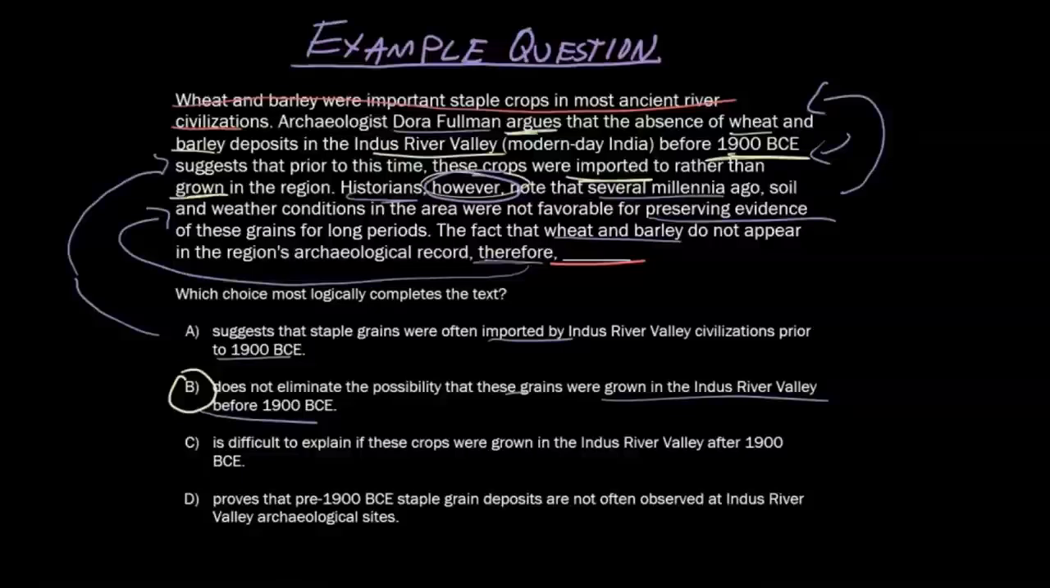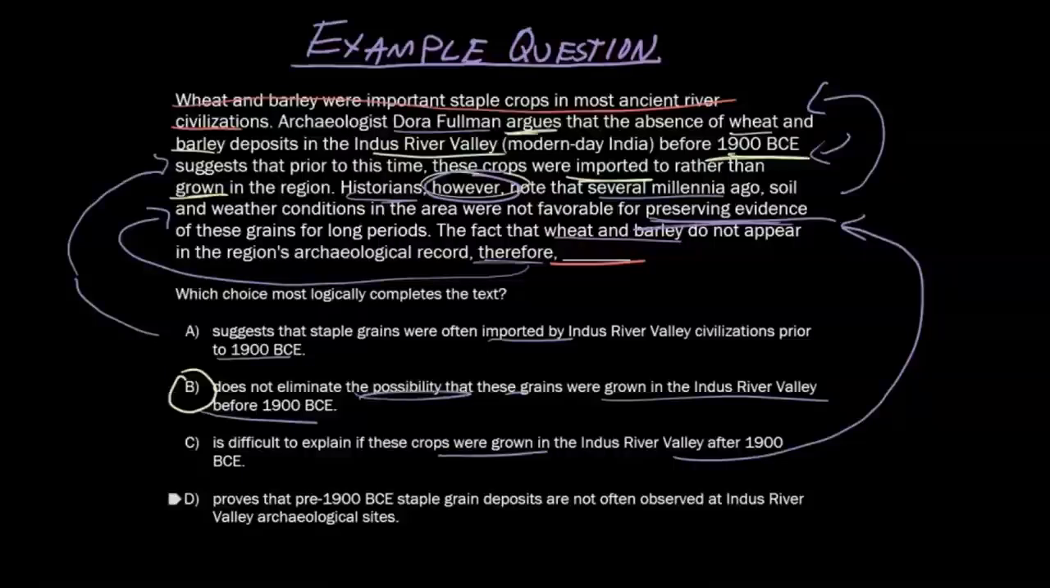Remember, you should always eliminate all answers before moving on to your next question, right? But this makes sense because it's eliminating the possibility, right? Because if evidence was not preserved, then they would not know if there was wheat or barley. Now, it is difficult to explain if these crops were grown. Historians believe that it's true that soil was not favorable for preserving evidence. So it's not necessarily difficult to explain, we just don't know. So there's a possibility.